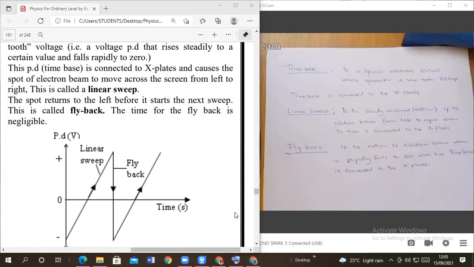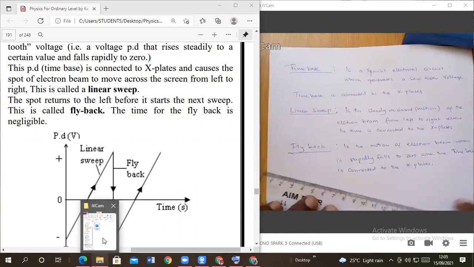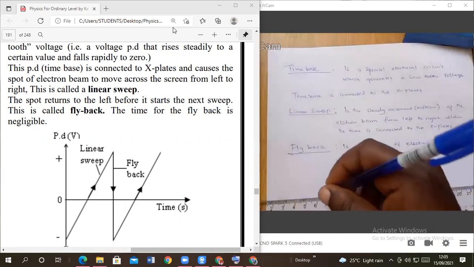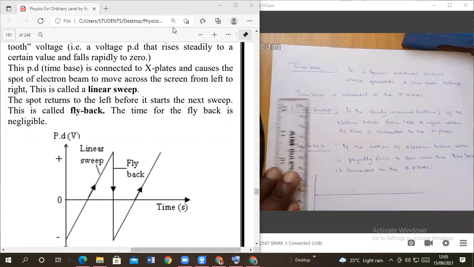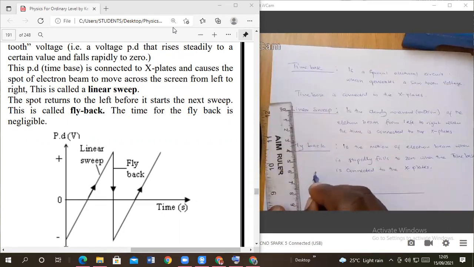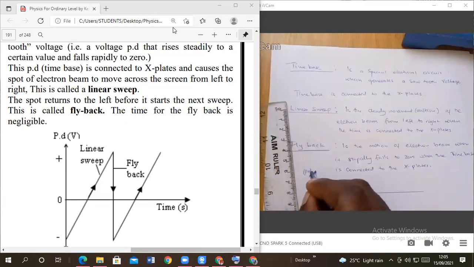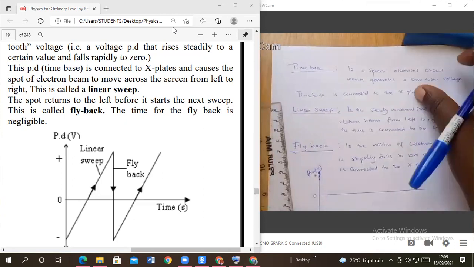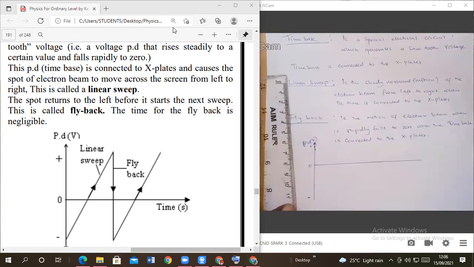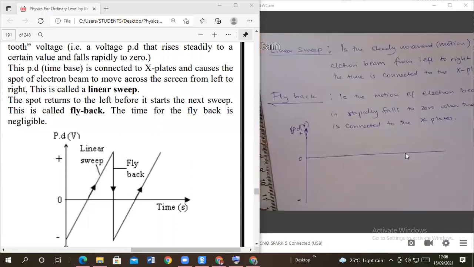So you go ahead and draw that sawtooth voltage, and you should illustrate how it looks. Here we have the PD, the potential difference, which should be measured in volts. This is 0, this side is positive and this side is negative.